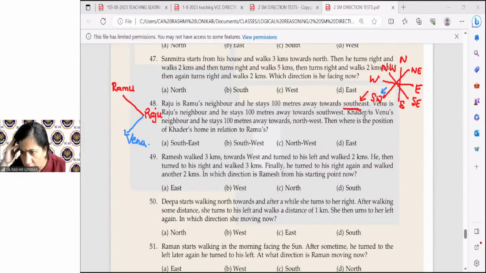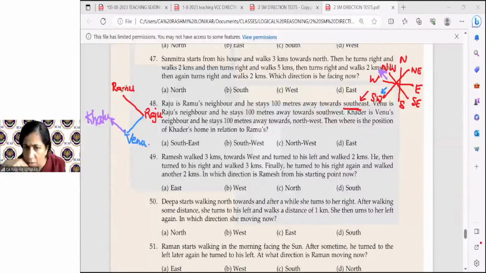Southwest. Khadar is Venu's neighbor and he stays 100 meters away in the northwest. Northwest is this direction. So from Venu, northwest this direction, who stays? Khadar. Khadar stays northwest. In what position is Khadar's home in relation to Ramu?